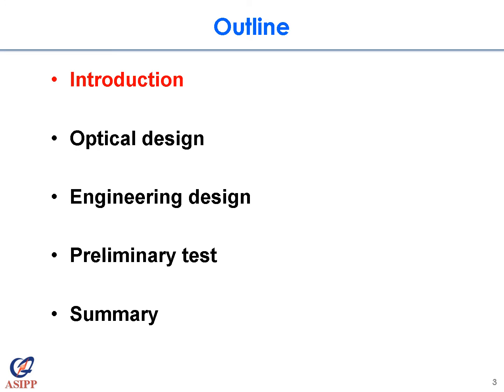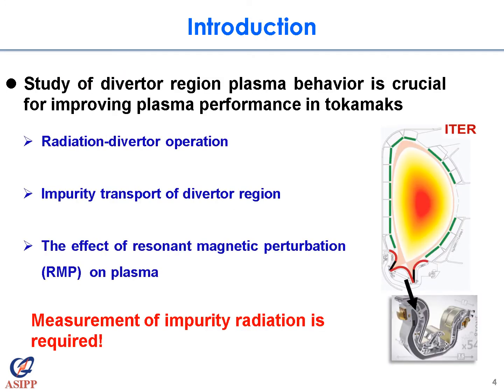First part is introduction. The study of divertor physics is crucial for improving plasma performance in tokamak. The stable radiation divertor operation, impurity transport of the divertor region, and the effect of resonant magnetic perturbation on plasma are main research directions. So, how to observe the divertor region physics mechanism?